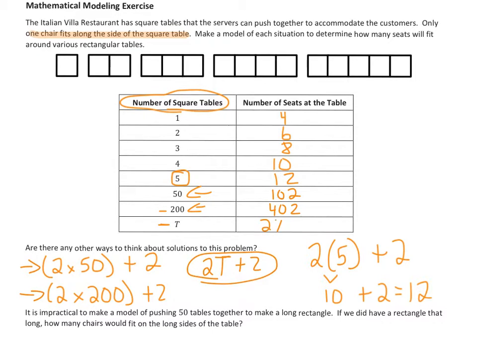Now, we don't know what t is. What we do know is that this formula will tell us the number of seats based on t number of square tables, or an unknown number.